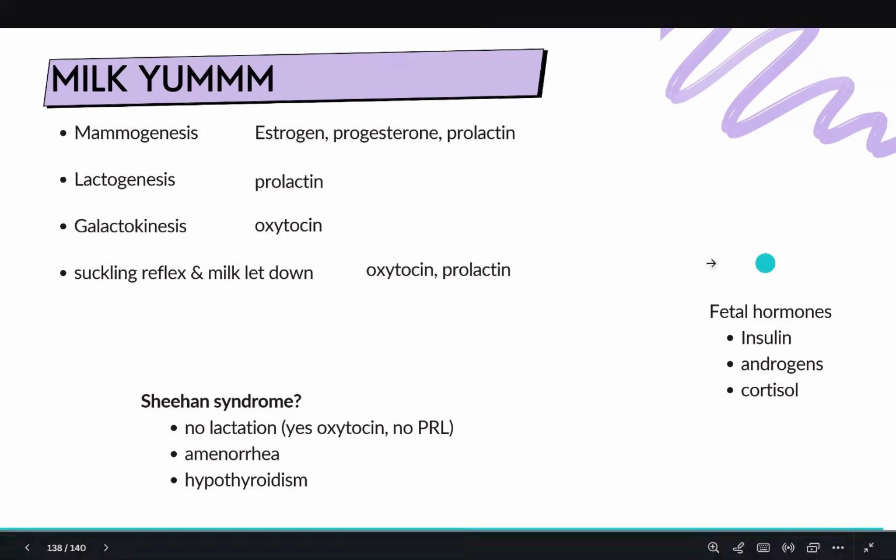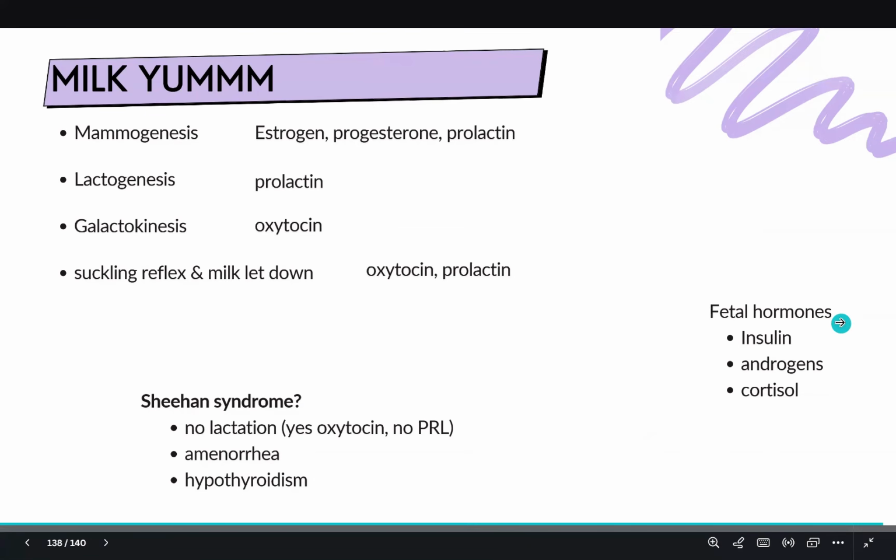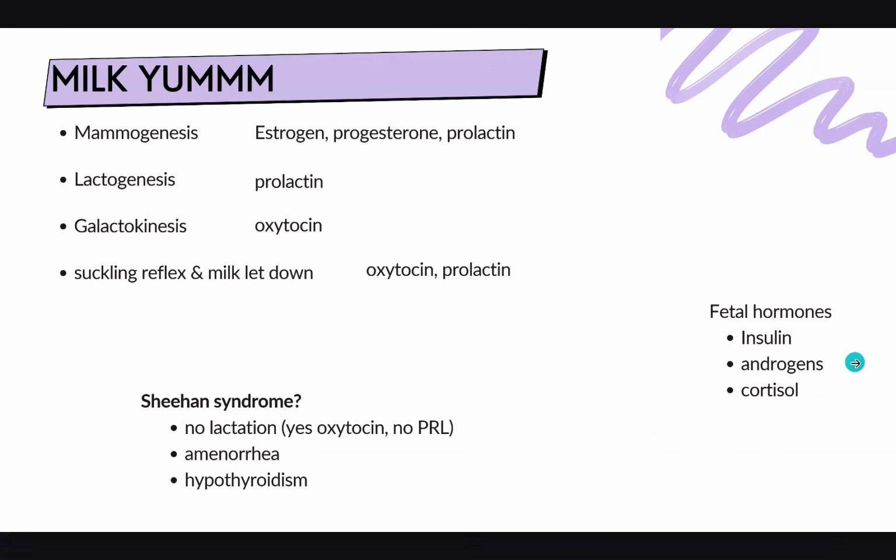Now, to summarize, just keep one thing at the back of your head: some hormones that the fetus secretes. We have insulin, which is from the pancreas of the fetus, and androgens from the adrenal glands of the fetus, and cortisol, right? These are some of the fetal hormones.